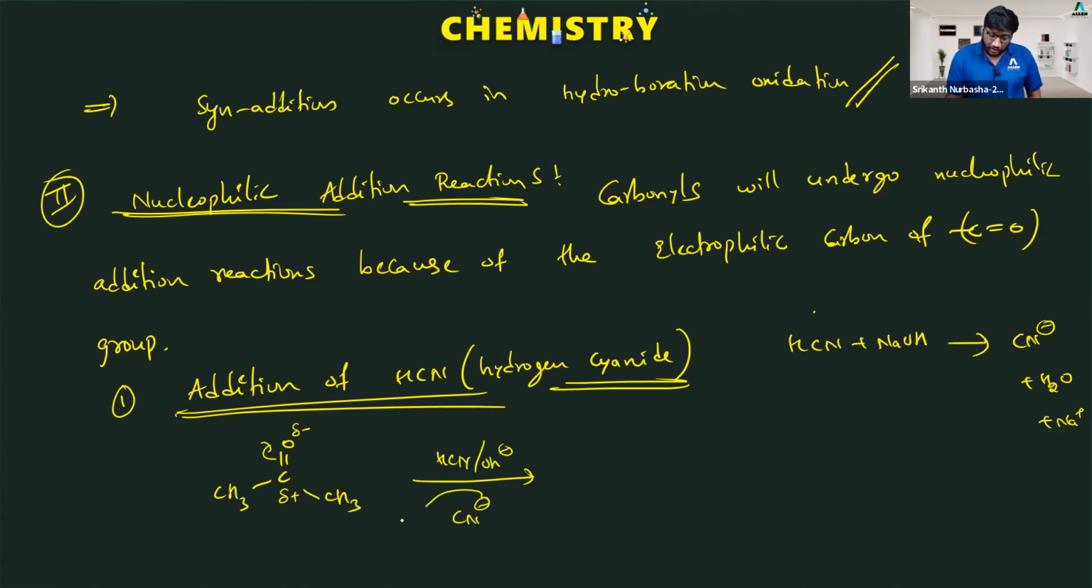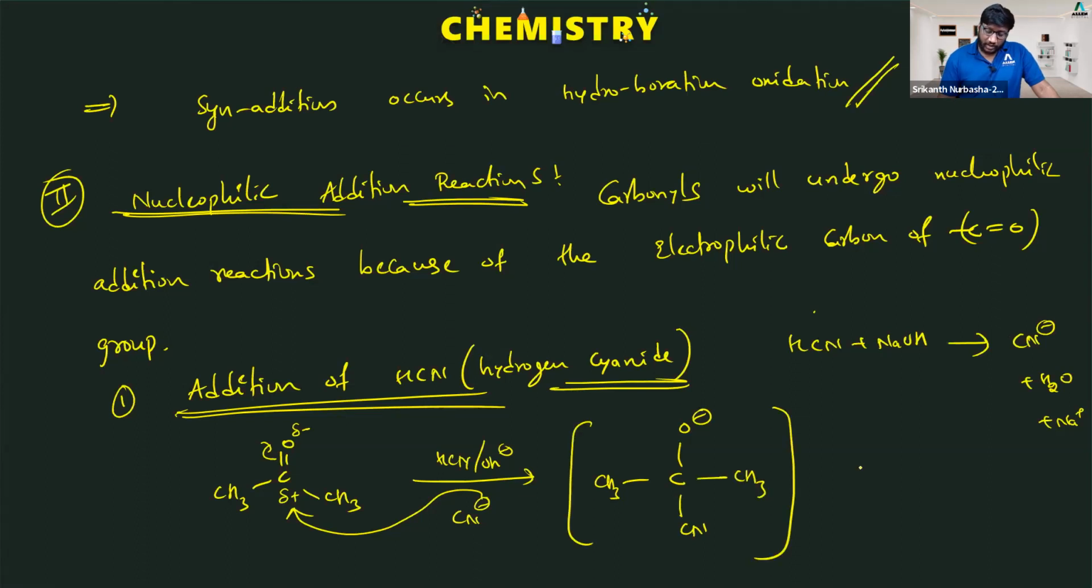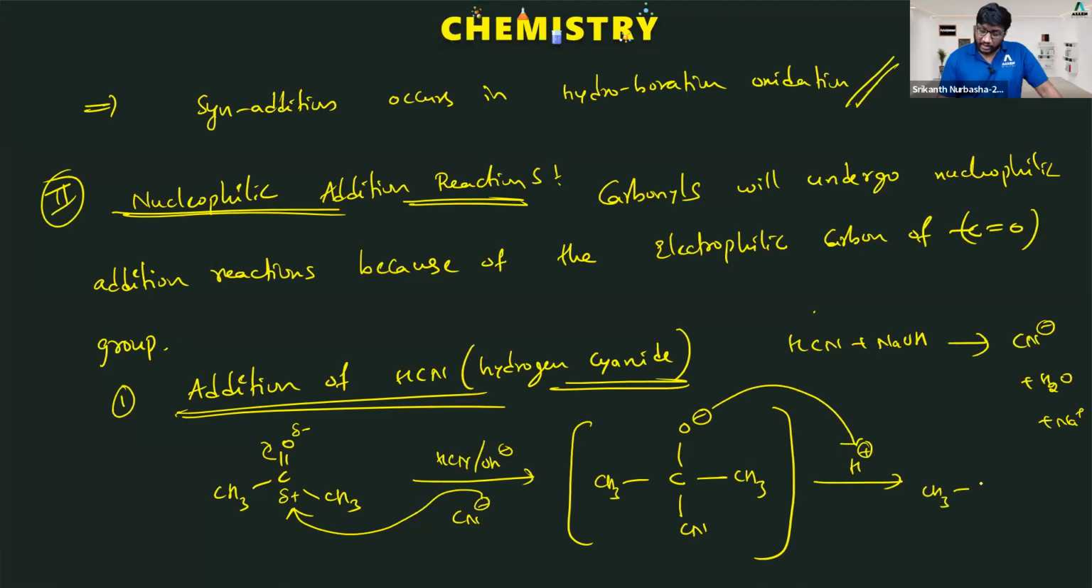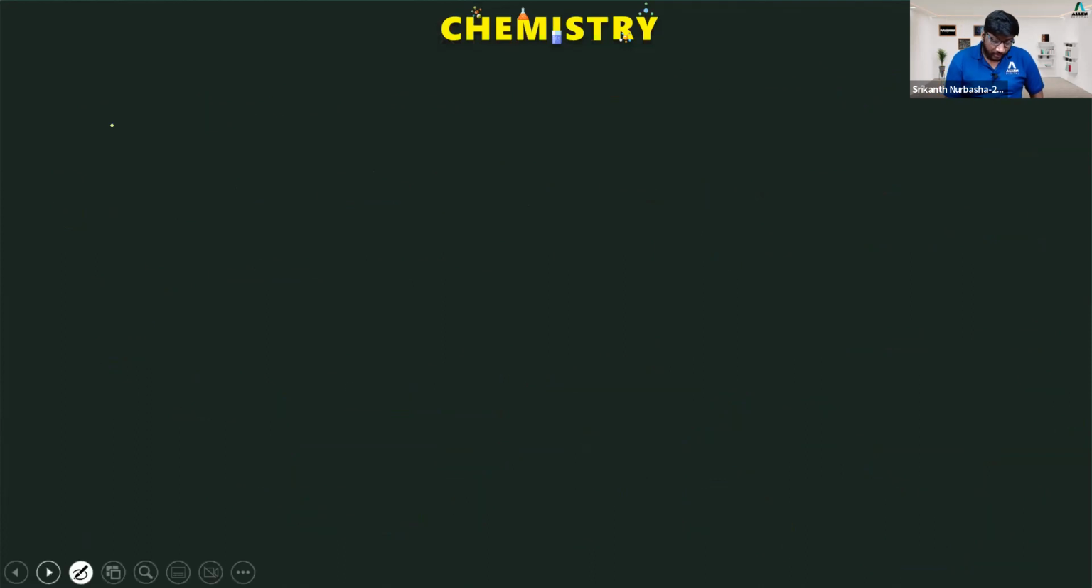The cyanide ion now attacks this carbon, generating CH3-C-O minus with a new C-CN bond and CH3. The O minus immediately picks up a proton to form CH3-C(OH)(CN)-CH3. These are nothing but cyanohydrins.